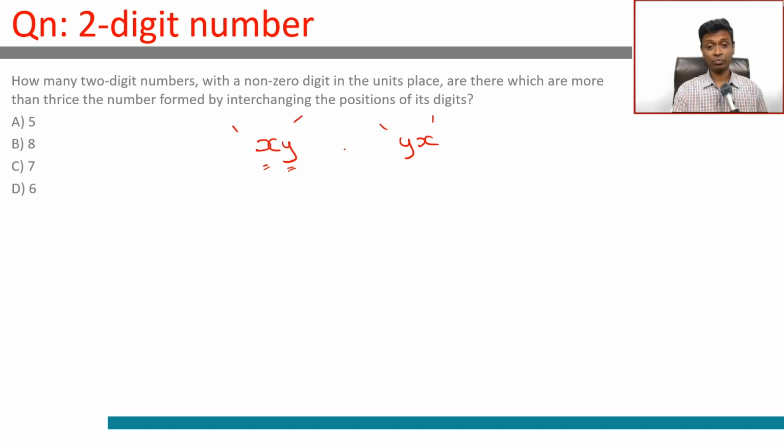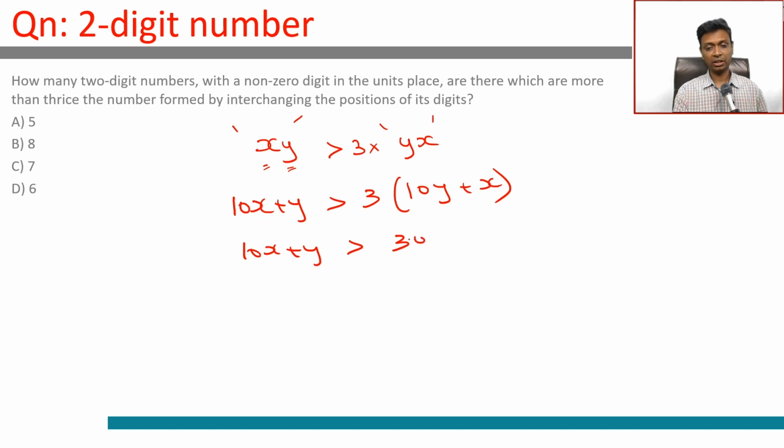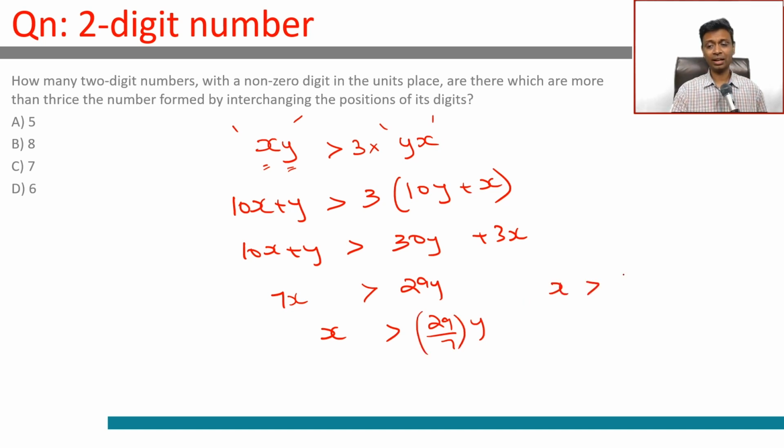The 2-digit number XY is greater than 3 times the 2-digit number YX, or 10x plus y is greater than 3 times 10y plus x. 10x plus y is greater than 30y plus 3x, or 7x is greater than 29y. x is greater than 29 by 7 y. 29 by 7 is a little more than 4. So x is greater than 4y.